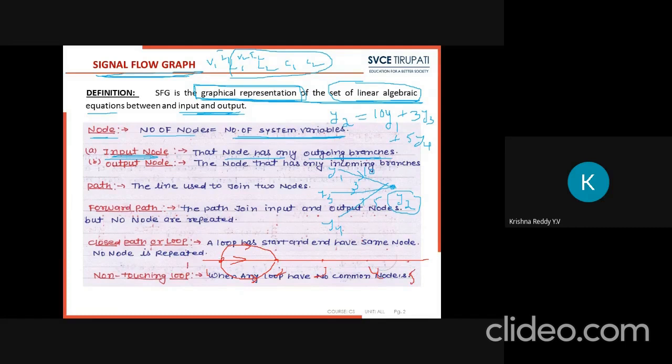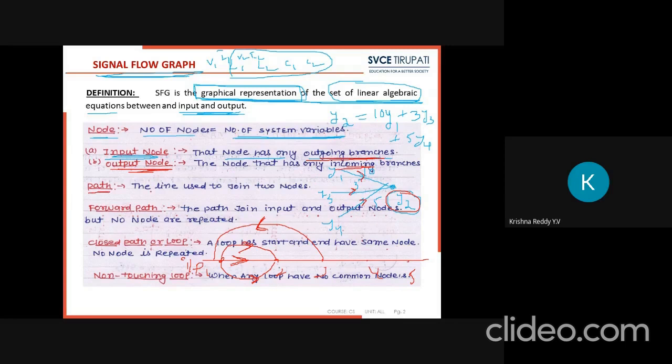If you consider it is input node, it's only having outgoing branches. If you are having some incoming branches like this, it does not consider as input node. Input node means that node has only outgoing branches. Here output node means the node has only incoming branches. If you consider this node, it has only incoming branches, all are incoming branches. That is known as output node.